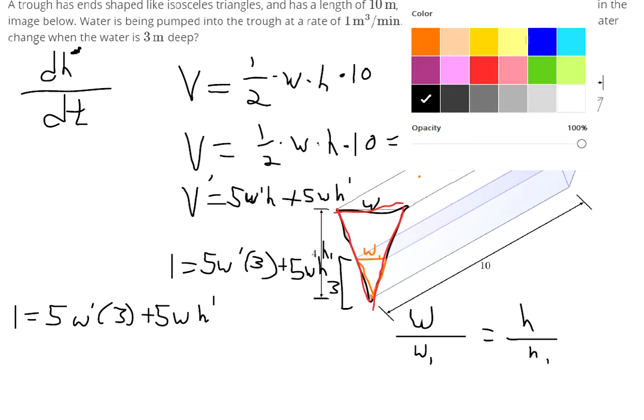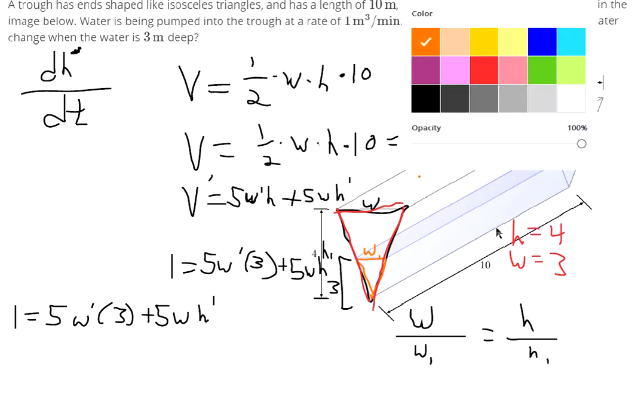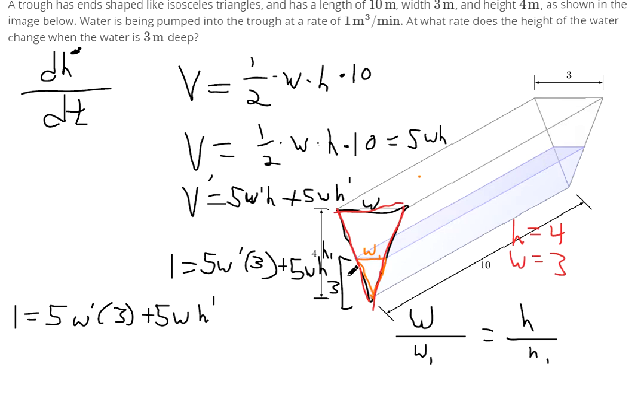Because we know the big triangle's height, that's drawn in red here, the width, they tell us, is 3. And then the big triangle's height, they tell us, is 4. And then we also know what the little triangle's height is going to be. We know what h sub 1 is because they said here at the point where we're interested in for finding the volume of the water, the little height is 3. So h sub 1 is 3.